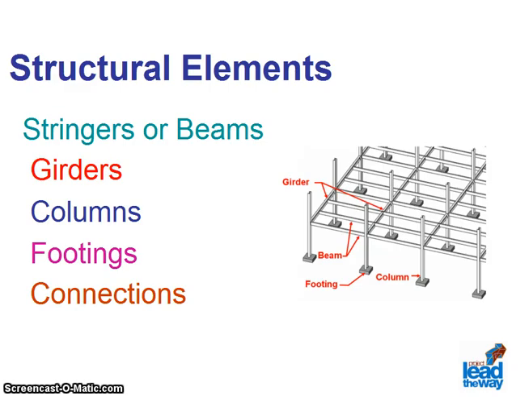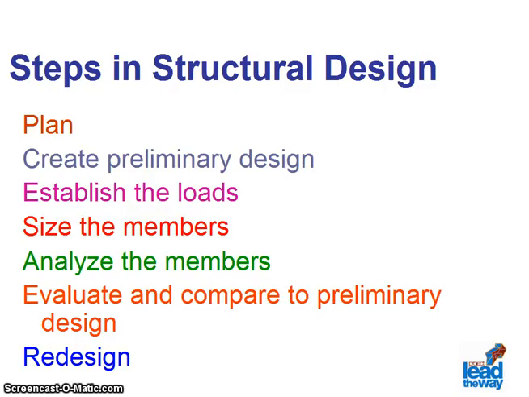The structural elements in the building consist of stringers or beams, girders, columns, footings, and the connections which tie it all together. When a structural engineer is designing a building, there are certain steps that he or she follows.